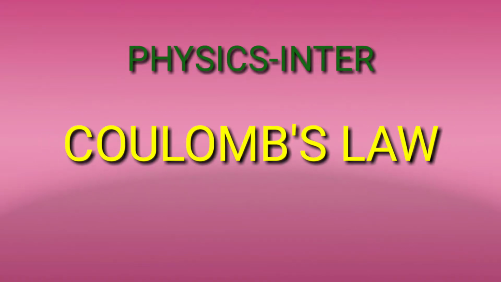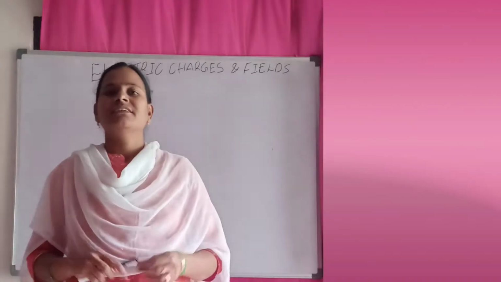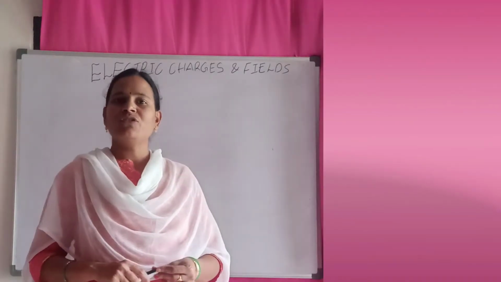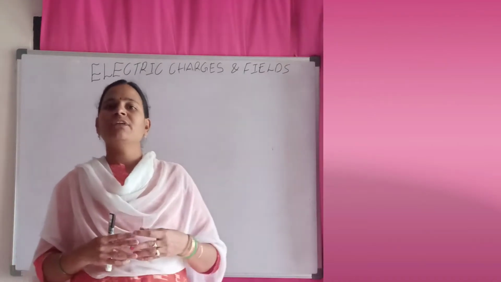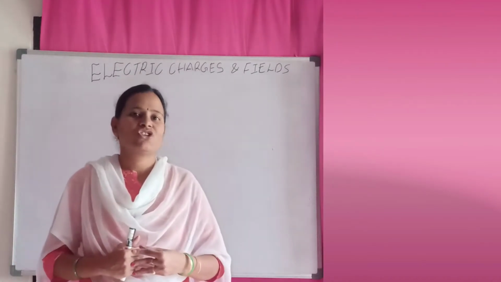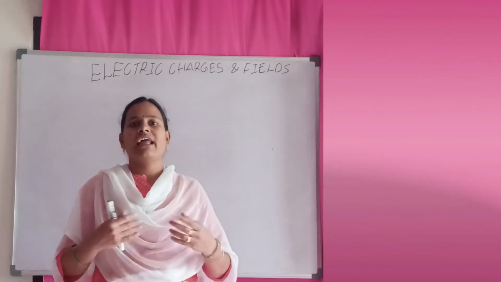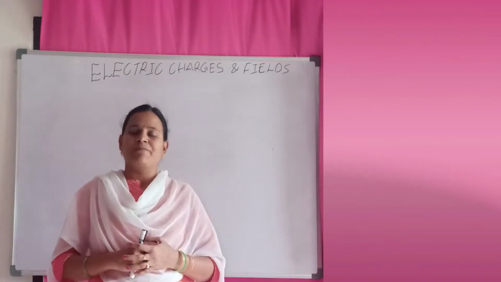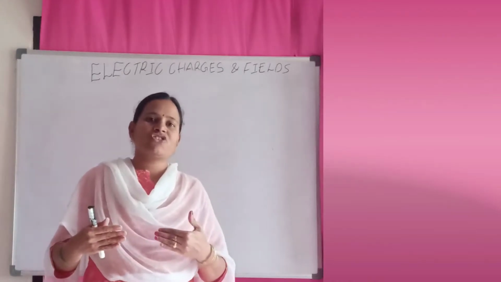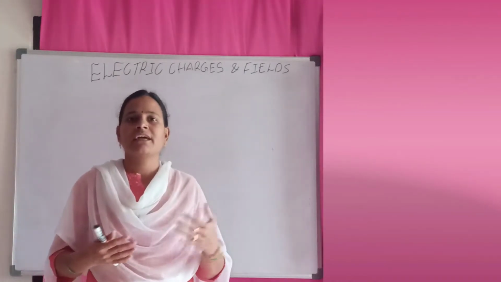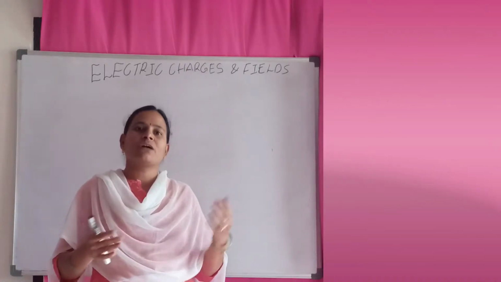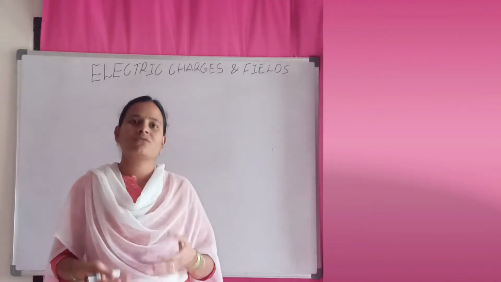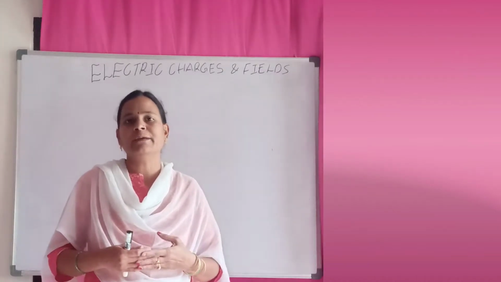Today's topic is Coulomb's law in electric charges and fields. In our previous session, we already discussed electric charge in the chapter of electric charges and fields. We discussed what charge is and what the types are, positive charge and negative charge, and how substances are divided into two types, conductors and insulators.